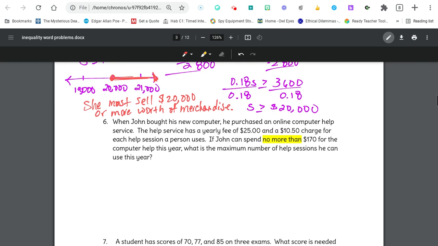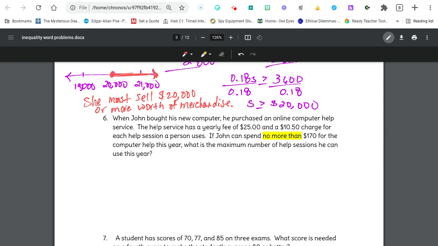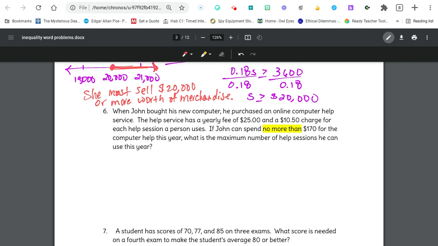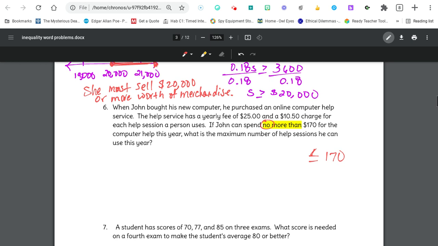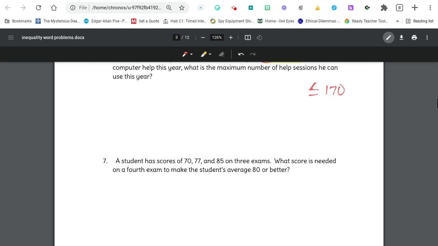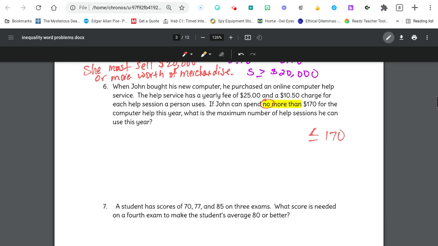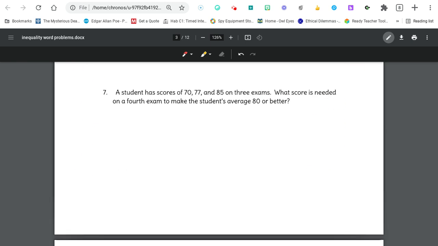Whew. Oh, we're not gonna do all these, guys. I will tell you that just because of what's highlighted, it has "no more than." It means less than or equal to. "More than" normally would mean greater than, but this has "no" in front of it. So turn it around. Let's go on to number 7. You can try number 6 if you want to. I'm going to go on to number 7.